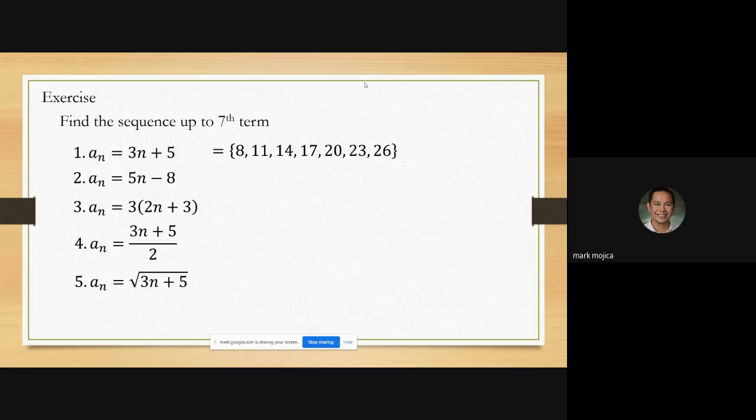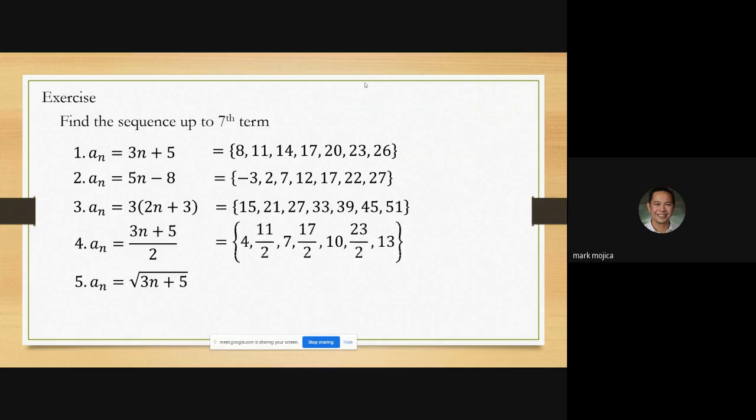Okay, if you are correct, very good. If not, just try again and find out why. Just simply substitute the value of n to 1. Okay, number 2, we have negative 3, 2, 7, 12, 17, 22, 27. Number 3, you have 15, 21, 27, 33, 39, 45, and 51.